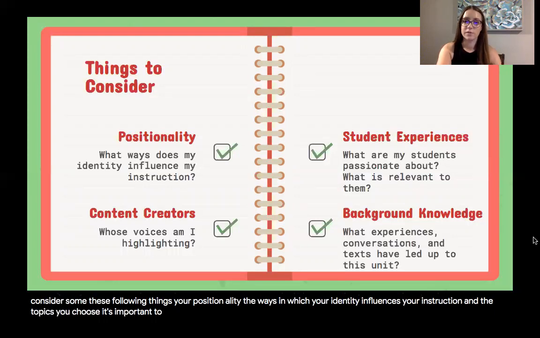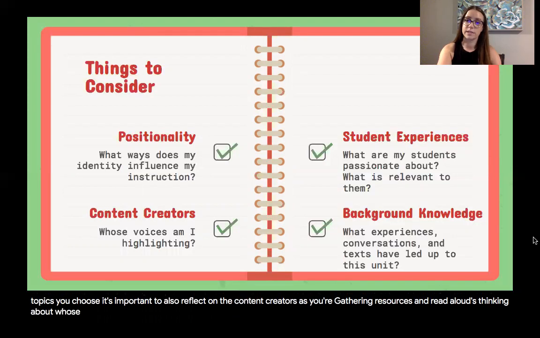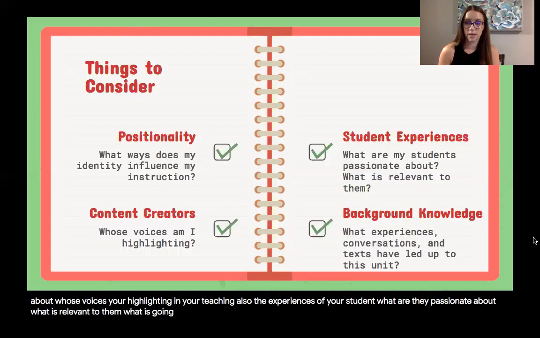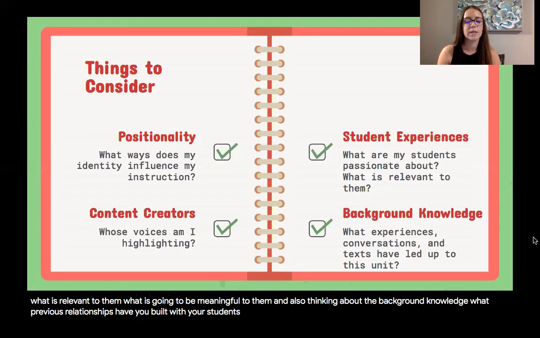It's important to also reflect on the content creators as you're gathering resources and read alouds, thinking about whose voices you're highlighting in your teaching. Also the experiences of your students. What are they passionate about? What is relevant to them? What is going to be meaningful to them? And also thinking about the background knowledge. What previous relationships have you built with your students, experiences, conversations, and texts have led up to this point?